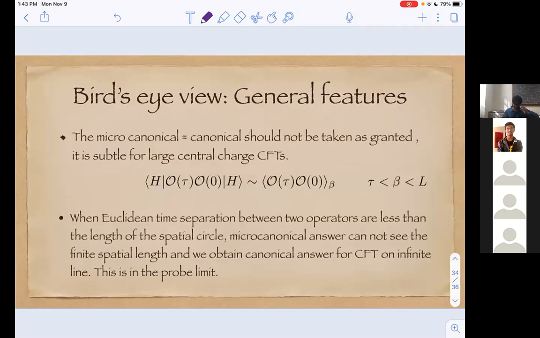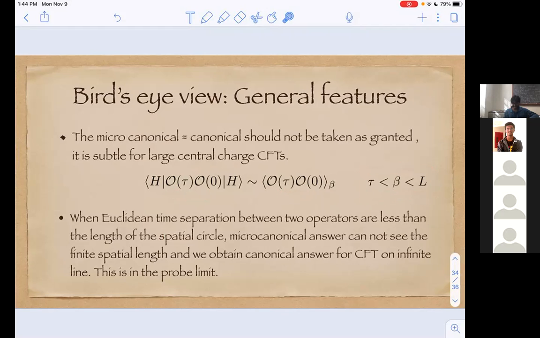And then we can also talk about microcanonical. So another thing is that microcanonical equals canonical should not be taken for granted, because in large central charge CFTs, they become very, very subtle. So for example, we can show that two-point correlators in heavy states approximately behave as thermal correlators only in this regime.